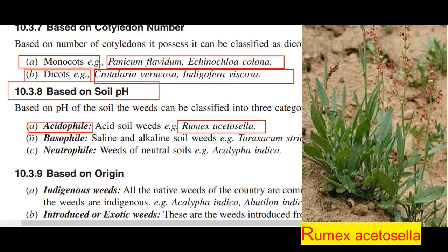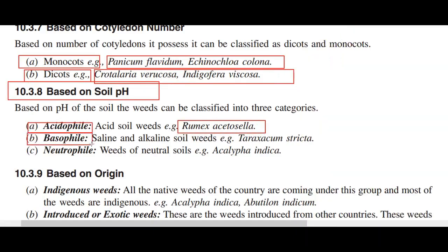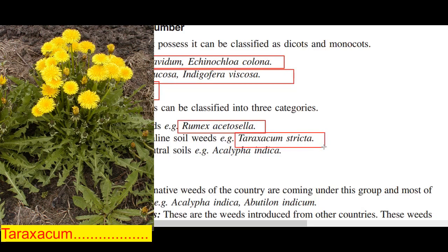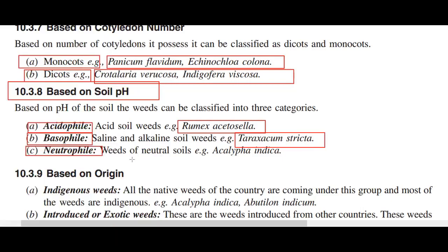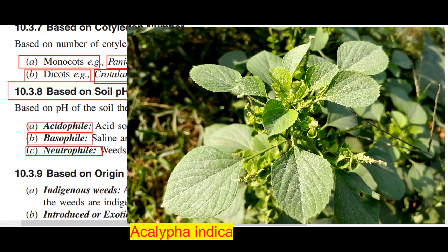And the basophiles, meaning saline conditions or lightly alkaline soil conditions. So those weeds are Taraxacum stricta. And neutrophile means neutral soil, which is very regular soil, required for cultivation. So the weeds of neutral soil are Acalypha indica and many more. So that is the classification based on soil pH.